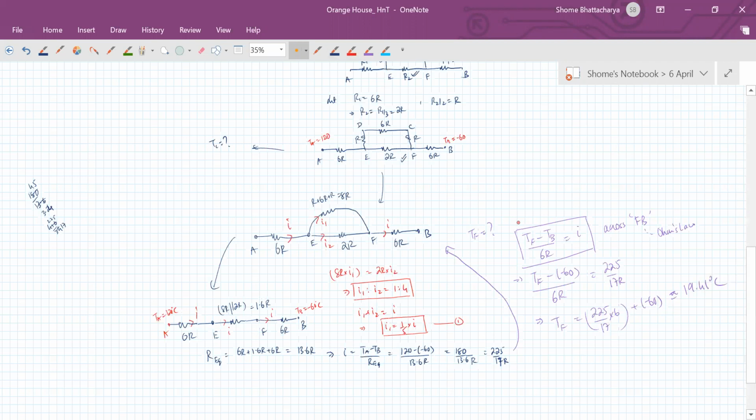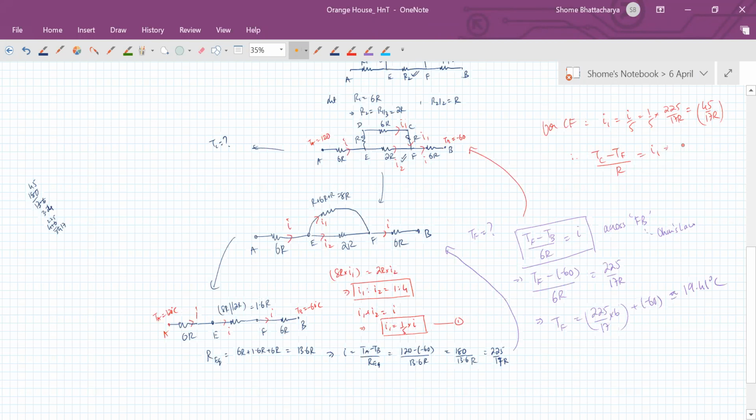Okay. Then we will apply this same concept for conductor CF. Okay. So you can see for conductor CF, the current I1. Now I1 from here was how much? 1/5 of I. So from below it becomes 1/5 of 225 by 17R. It becomes 45 by 17R. Okay. So therefore temperature at C minus temperature at F divided by R should be equal to I1.